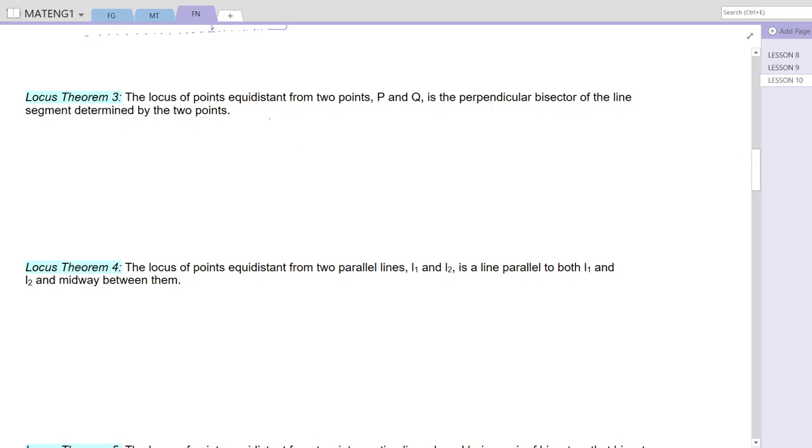The locus of points equidistant from 2 points P and Q is the perpendicular bisector of the line segment determined by the 2 points. So if you're going to draw the 2 points there, this is P and this is Q. So if you're going to draw their midway, this will be the locus of points.